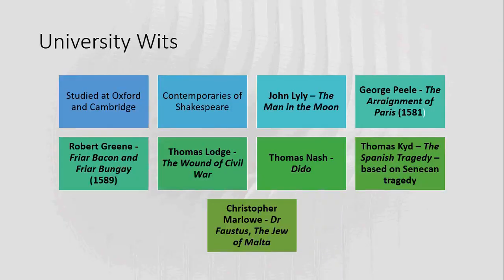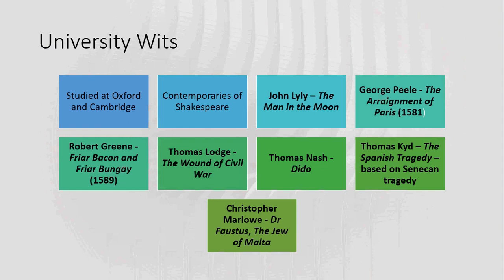The development of drama in English also leads us to the university wits. The university wits were contemporaries of Shakespeare. They were playwrights. They were well educated. They had studied at Oxford and Cambridge. They knew all about plays. They knew what they were writing. So we have excellent plays being written by the university wits.